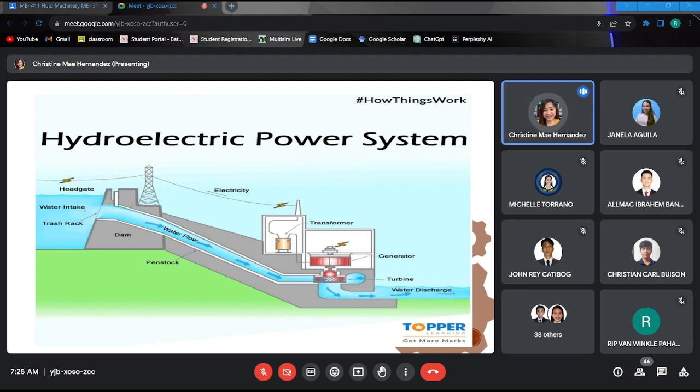Well, si generator nakakonekta sa transformer, then si transformer, mag-increase yung kanyang voltage, and pupunta siya sa distribution line. So, doon magkakaroon tayo ng kuryente. Nang dahil lang sa fluid na ginamit natin is water. So, ito ay hydroelectric power system. So, para siyang classification based on the fluid use kasi hydro means water. Yung kanina, wind turbines, di ba?